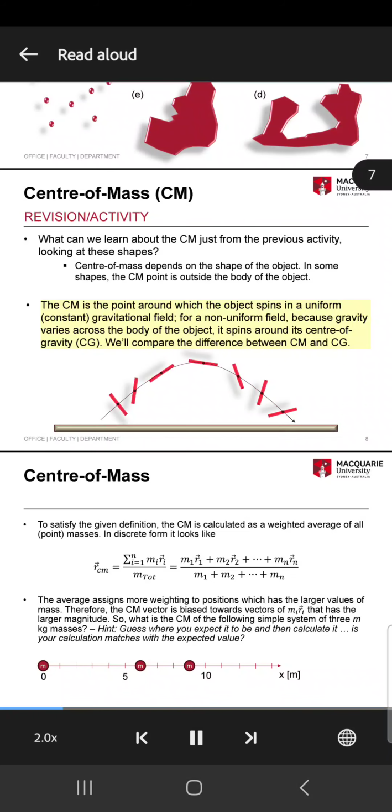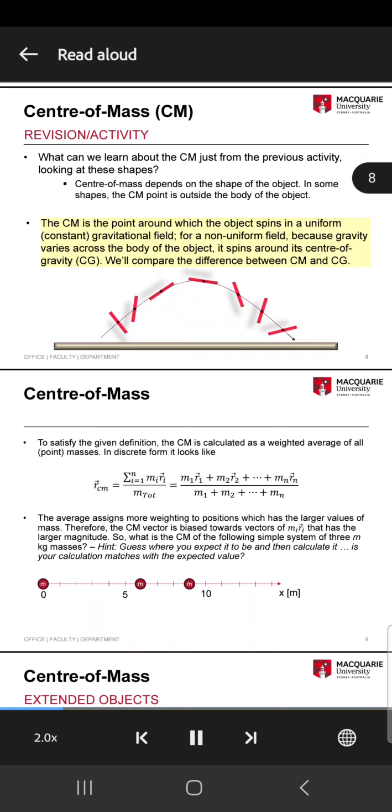The CM is the point around which the object spins in a uniform constant gravitational field. For a non-uniform field, because gravity varies across the body of the object, it spins around its center of gravity, CG. We'll compare the difference between CM and CG.